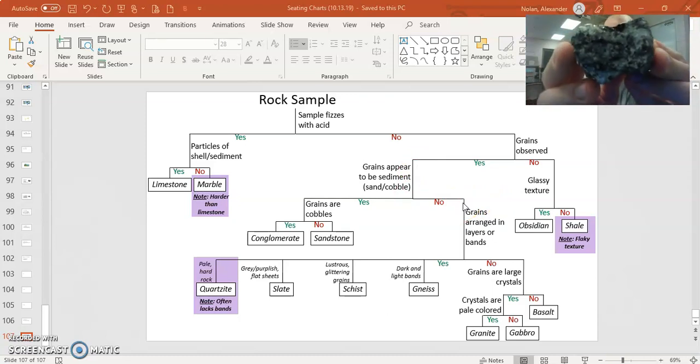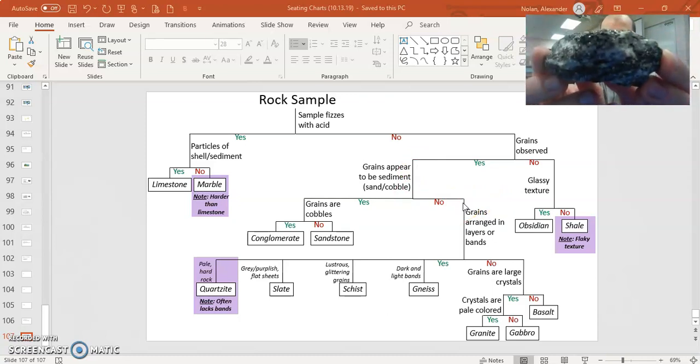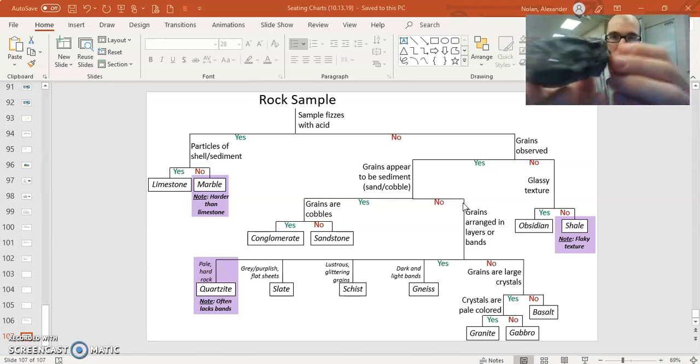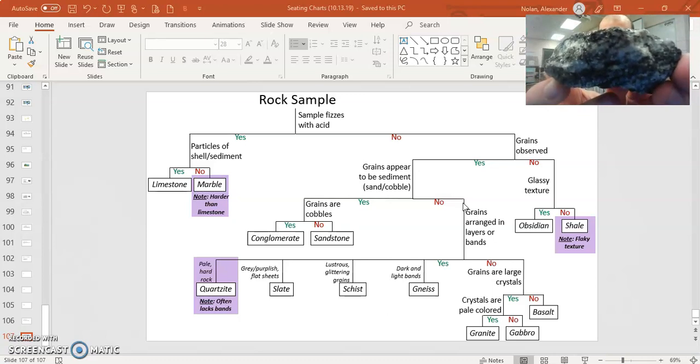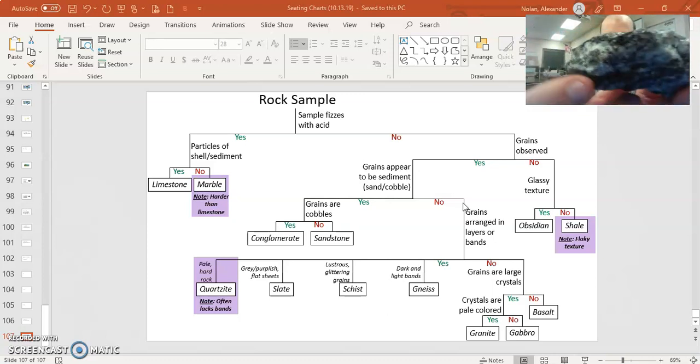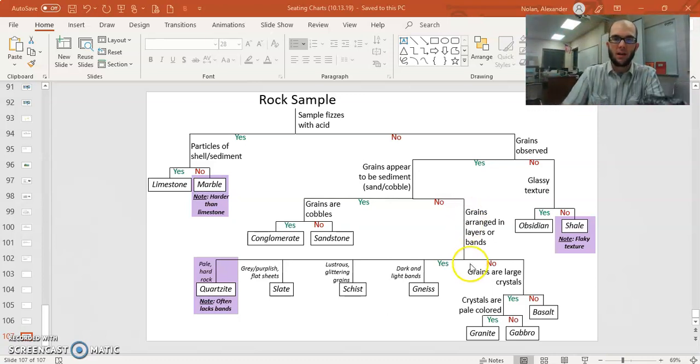Are the grains arranged in layers or bands? Well, let's look. Do you see any layers or bands there on that surface? Maybe what about this one? Do you see any layers or bands? They might be kind of hard to see, but I would argue yes. You can actually see some banding, some dark bands and some light bands. Okay, let's take a left for yes.